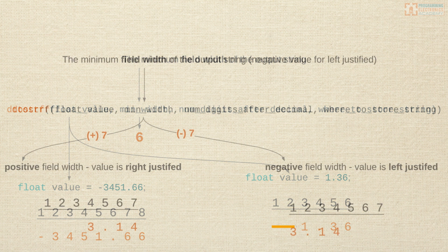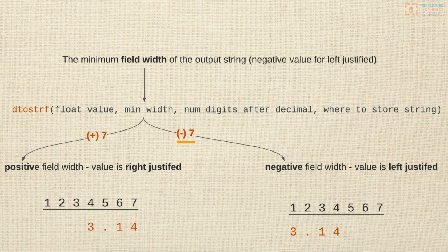What's kind of cool is the minimum field width can also be negative. If you pass a negative value, it will left justify the number within the field width, and then it will insert the spaces after the number.